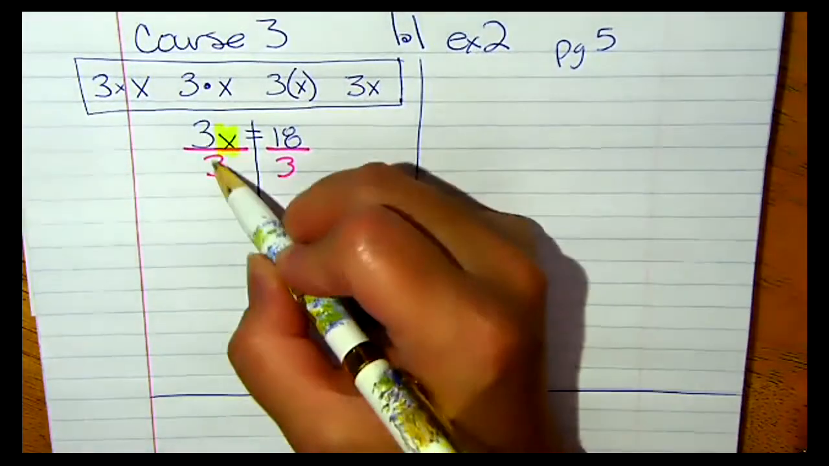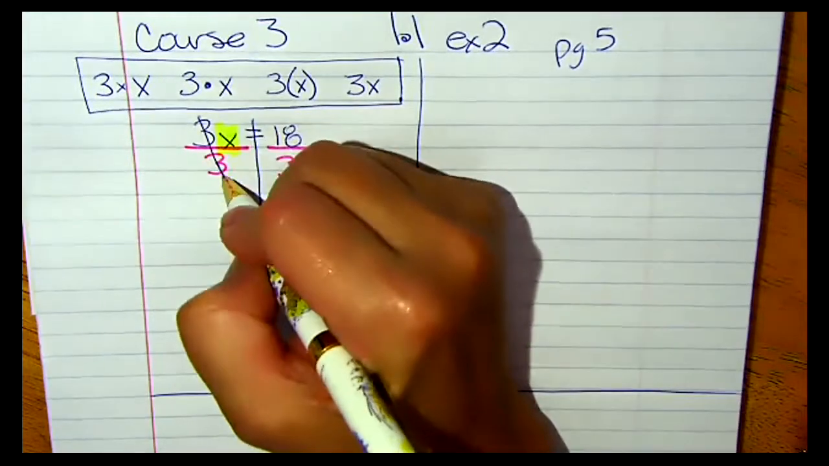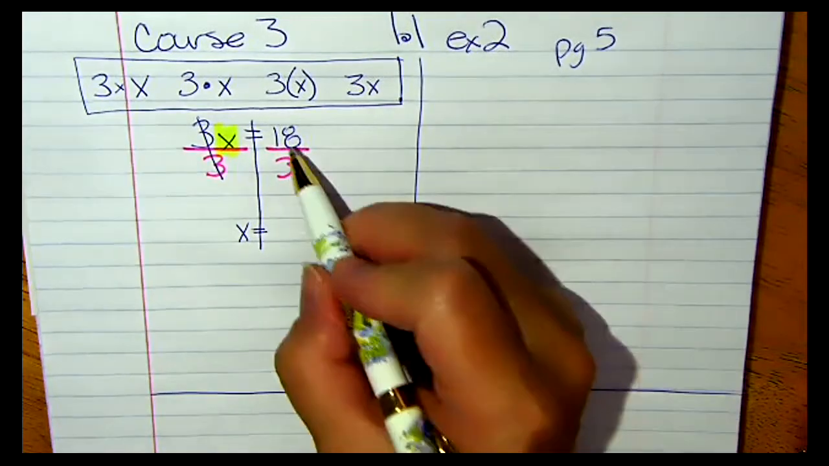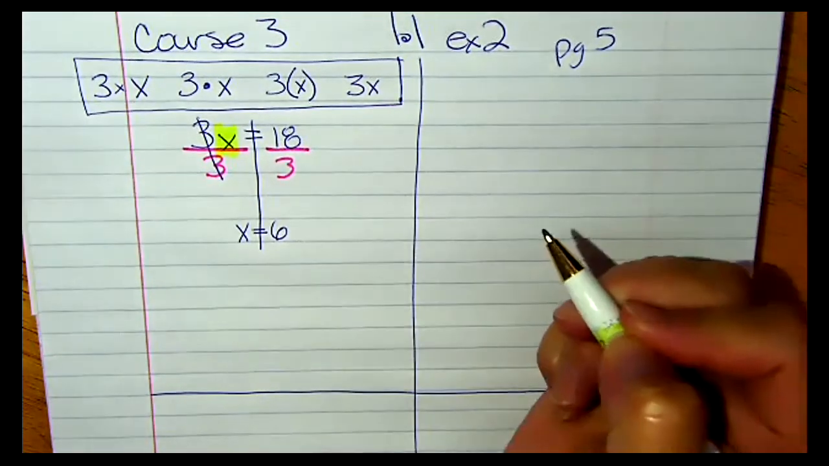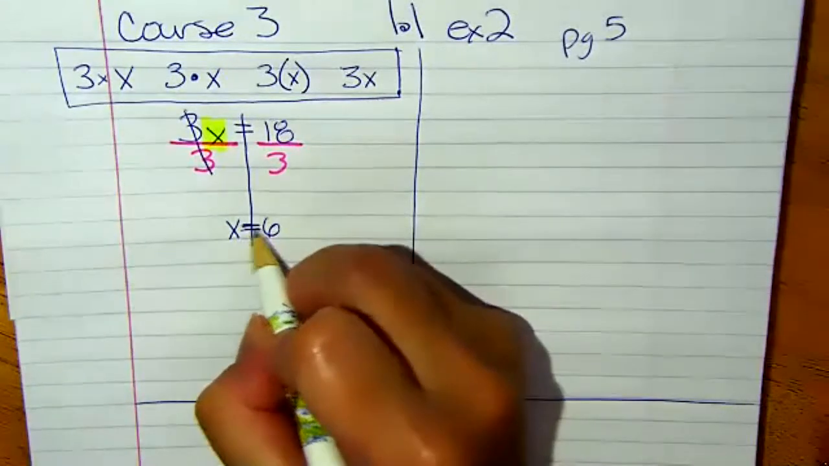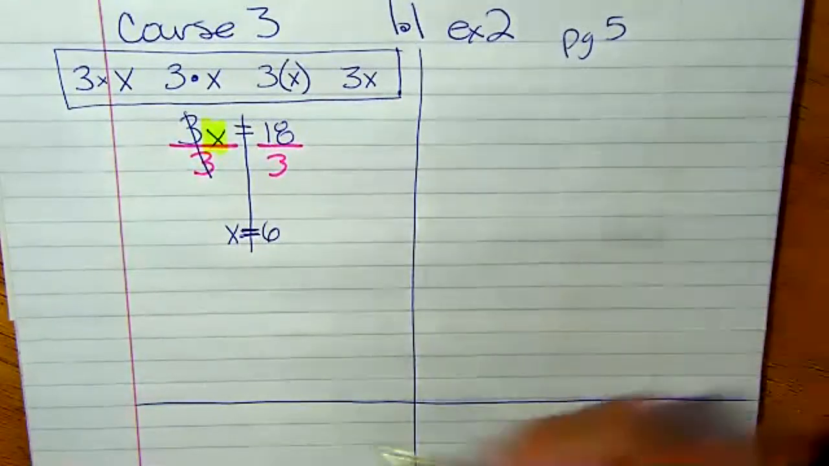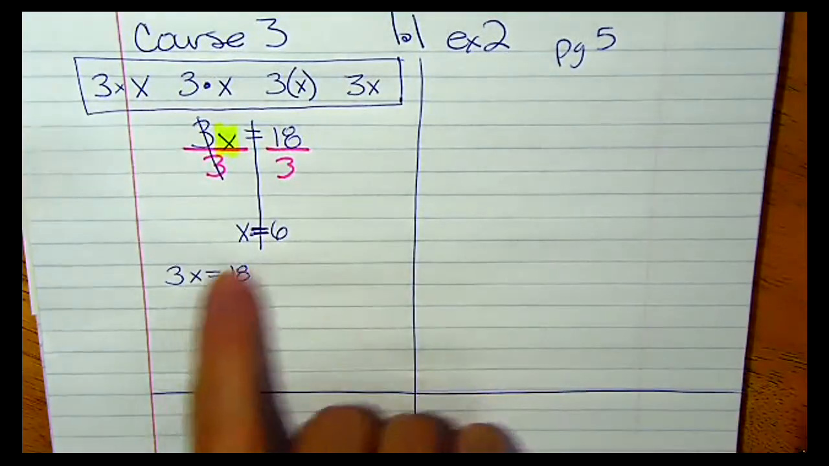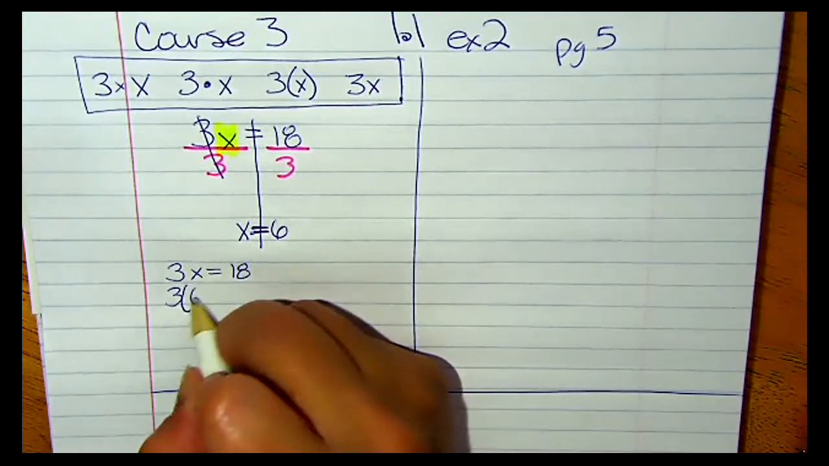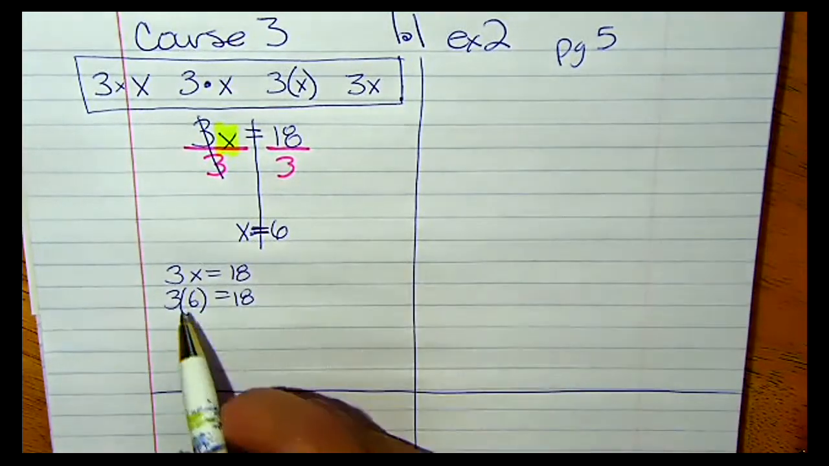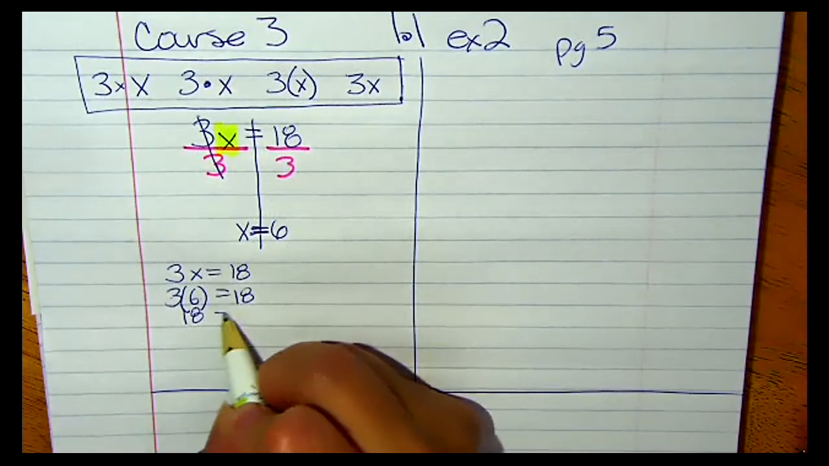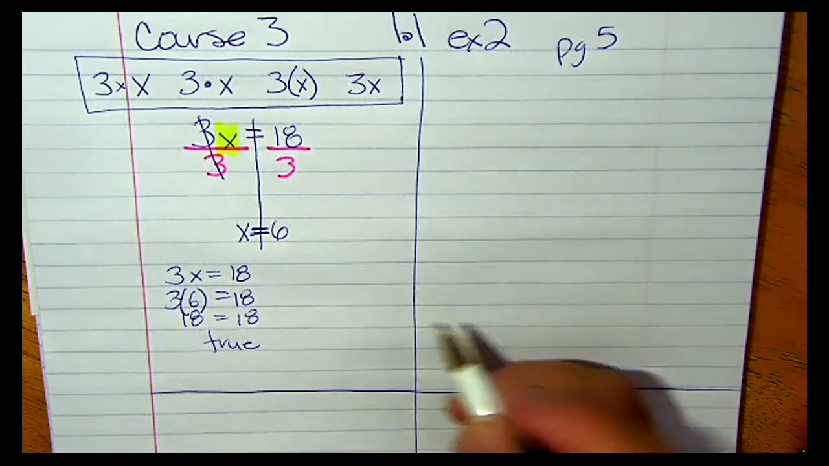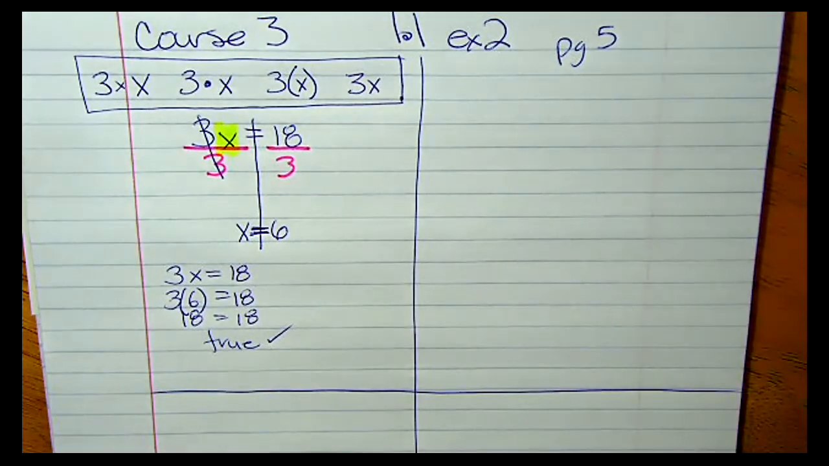Well, 3 divided by 3 is 1. So I'm left with x equals 18 divided by 3 is 6. X equals 6. And I can always check my work to make sure. I'm saying that x is equal to 6. So 3 times 6, well, 3 times 6 is 18. So this is a true statement. It checks. Yay.